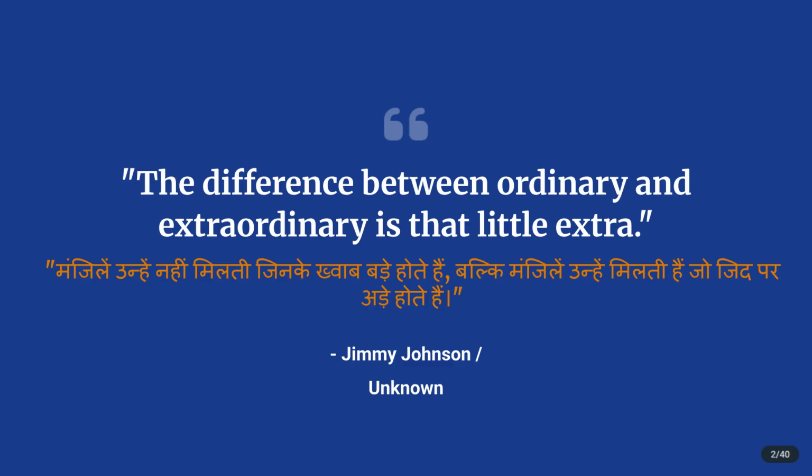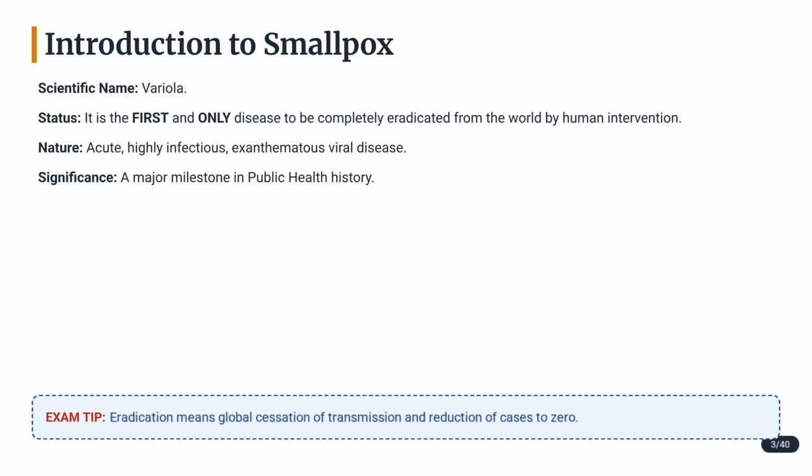Smallpox is scientifically known as variola. It holds the unique status of being the first and only disease completely eradicated from the world through human intervention. The agent is the variola virus. It is a large, brick-shaped, double-stranded DNA virus belonging to the Poxviridae family. It can remain highly resistant in dry scabs.